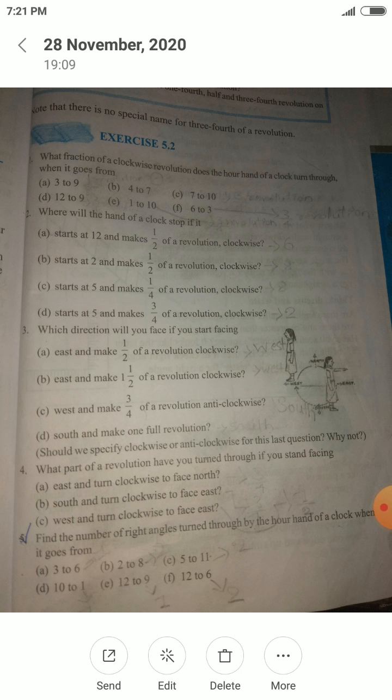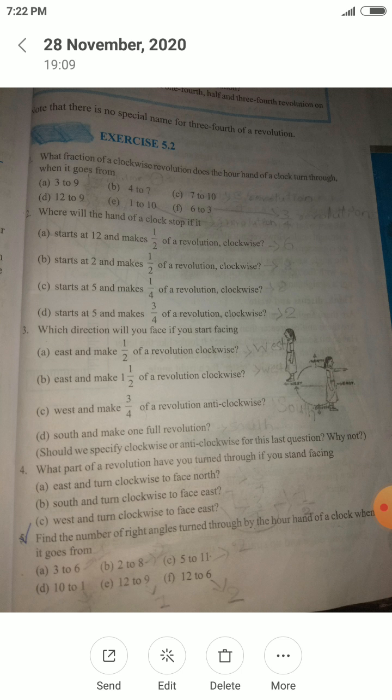Question number 3. Which direction will you face if you start facing, children, you have to stand facing east. A. Face towards east and make half of a revolution clockwise. What does it mean? If you face east and turn half of the revolution, you turn 180 degrees. So which direction will you face? West. Half of revolution is exactly opposite, west.